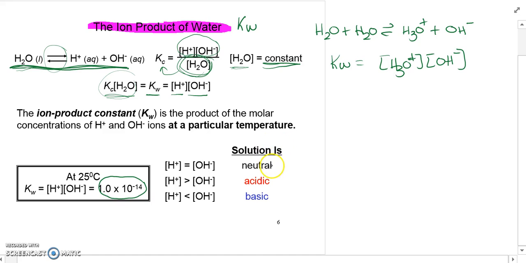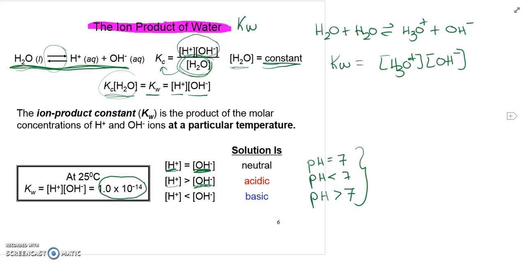A neutral solution is defined as when the concentration of H plus equals the concentration of OH minus. pH 7 is true at 25 degrees Celsius for a neutral solution. If it's acidic, remember pH is going to be less than 7 and the concentration of H plus is going to be greater than the concentration of OH minus. For a basic solution, the pH is going to be greater than 7 and there's going to be more OH minus. But these pH levels are only true at 25 degrees Celsius. More about that later.